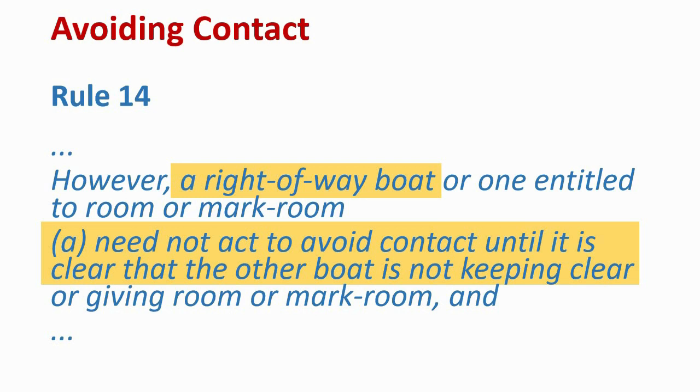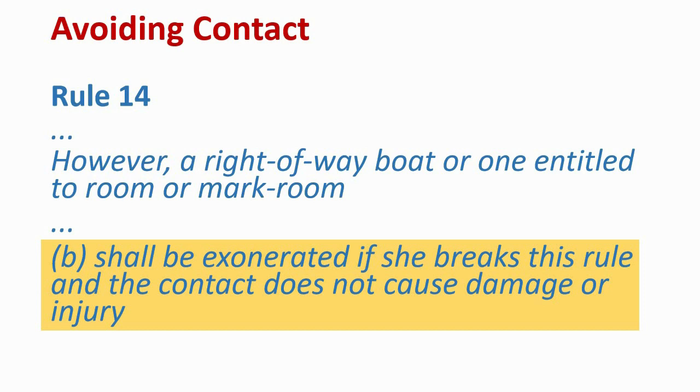If a right-of-way boat needs to take avoiding action, then a penalty is applied to the give-way boat. There does not need to be a collision in order for a penalty to have occurred. Finally, the right-of-way boat will be exonerated from Rule 14 if only minor damage occurred and no injury occurs. I generally wouldn't count on this rule to get you out of a situation. You should always take avoiding action to prevent collisions.